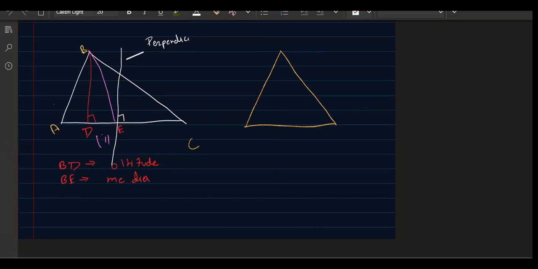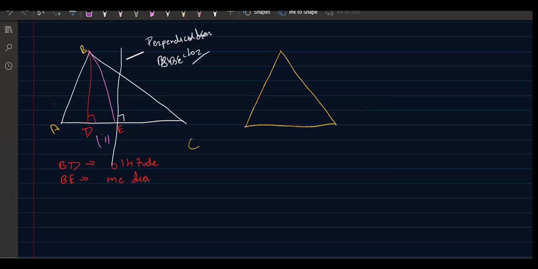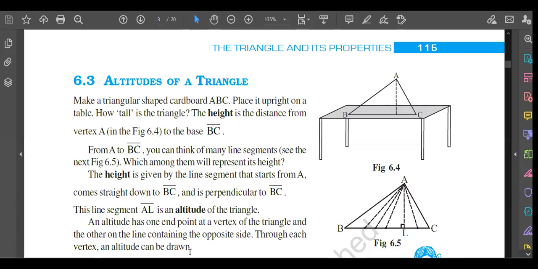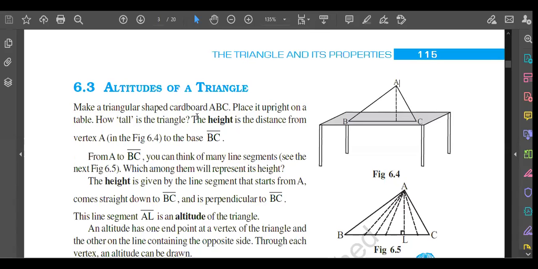So you understood this? Okay, very good. So we have three lines: altitude, median, and perpendicular bisector. I hope all of you understood this. Right, everyone? Everyone got this? Very good.